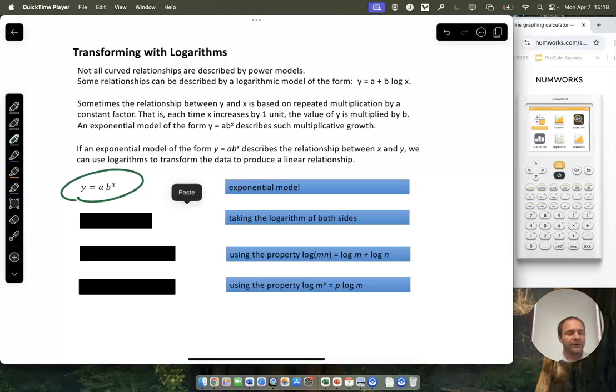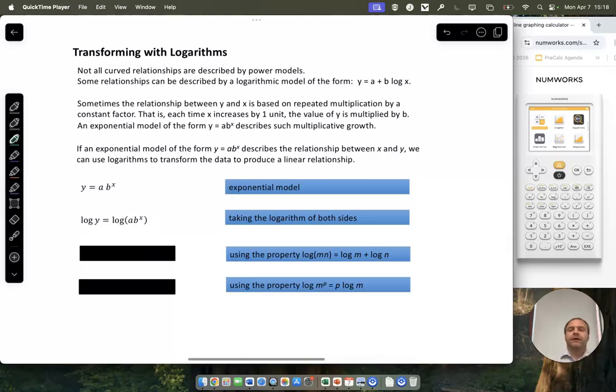And what I'm going to do, if I want to solve for x, that's algebra for us, I'm going to take the log of both sides. But I have the log of the quantity a times b to the x power. Well, I can use my property of the log of mn, that quantity, which can be expanded into the log of m plus the log of n. I'm going to do that in this case. So I have log of y equals log of a plus log of b to the x power.